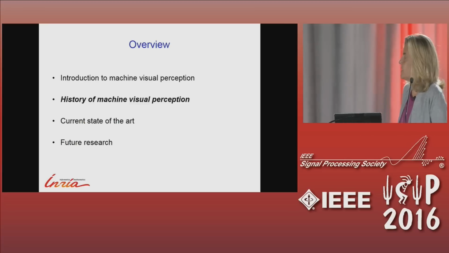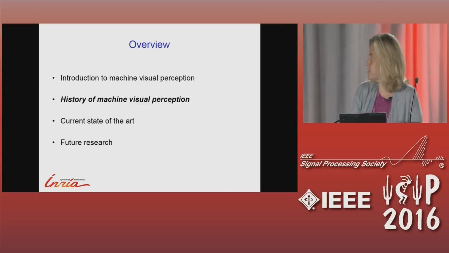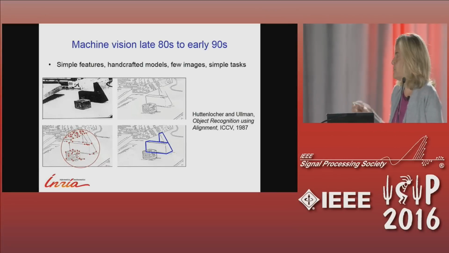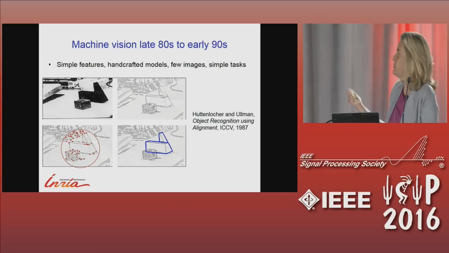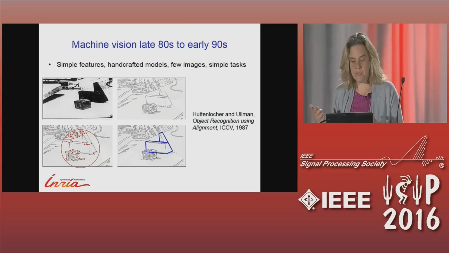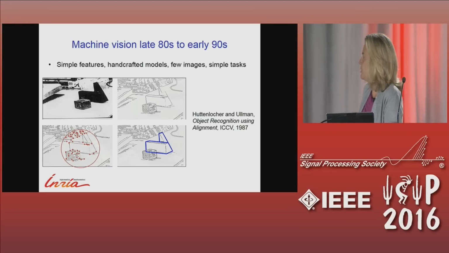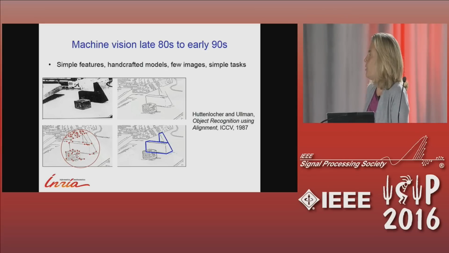Okay, and so just to step back, what was actually the evolution of visual perception? It has evolved a lot over the past 30 years. In the early 80s to the early 90s, what people used to do was use simple features and handcrafted models, and the approaches would work for a few images and simple tasks, right? So what they did, they extracted a set of edges and key points, and then did some 3D matching or 2D matching of the models to the images.